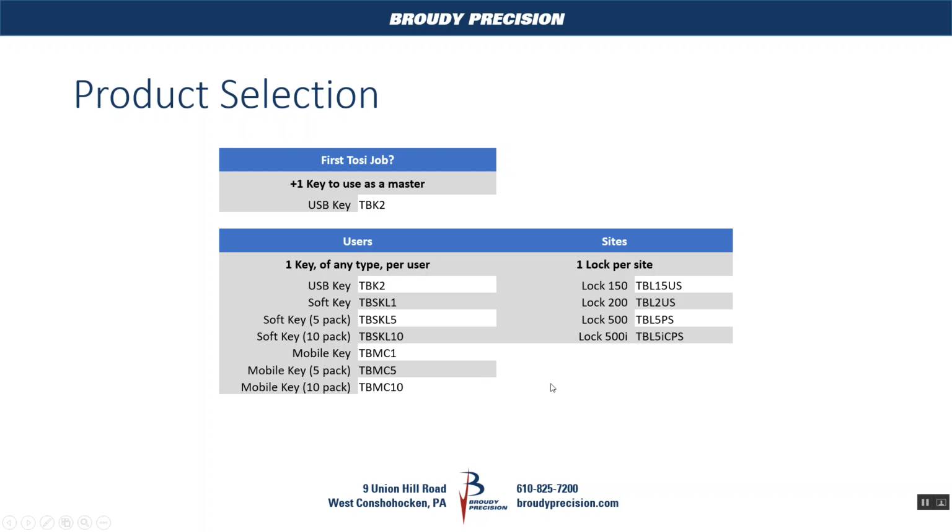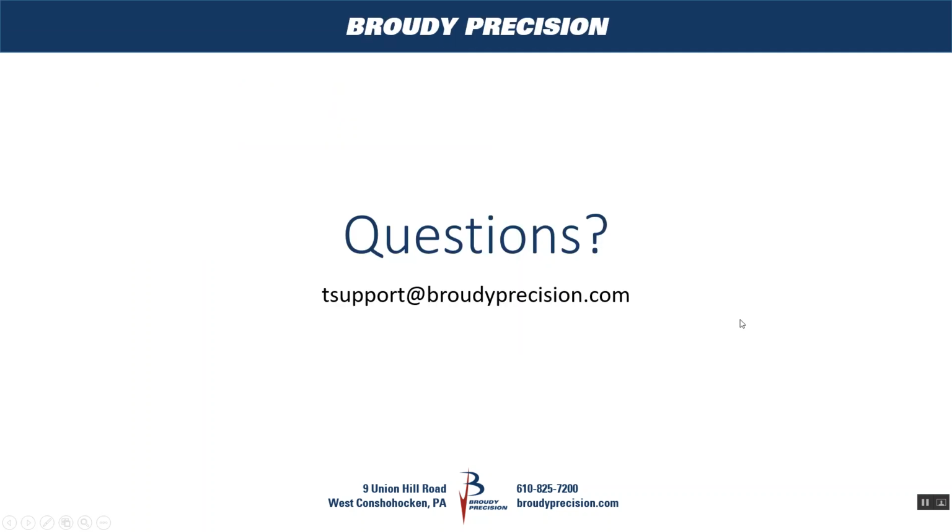And then for our sites, we're picking out the lock that best fits our use cases, and we've got 4 different options there as we discussed earlier. So really you've got a key per user, you've got a lock per site, and then you're just purchasing that additional key to use as your master key if you haven't done so already, or this is your first implementation of Tosibox. So hopefully that helps clear things up a little bit when it comes to Tosibox product selection.